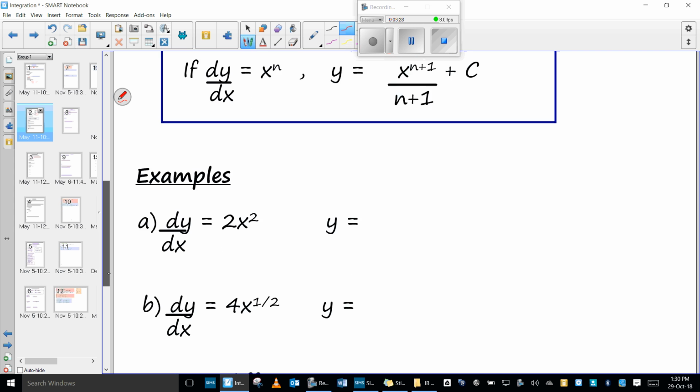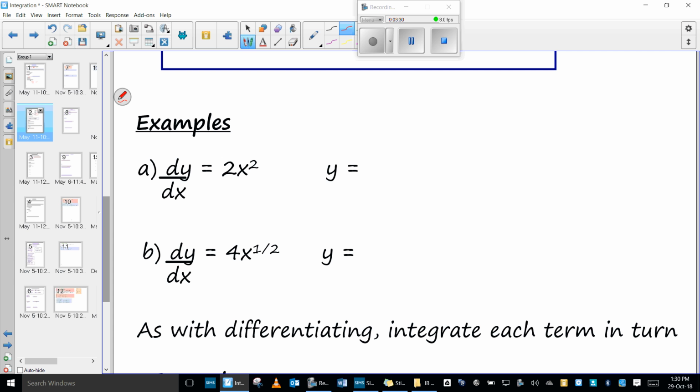Okay, so dy/dx. We've got this. Let's integrate it. What did we say we would do? 2x over 2. Nice. Plus c. Oh, here we go. This is where it gets a bit trickier, because it's over your new power.